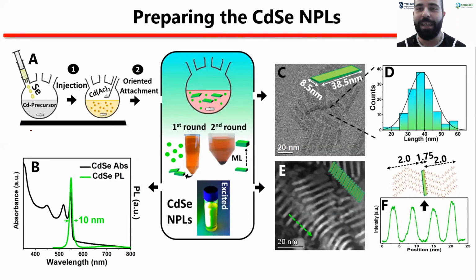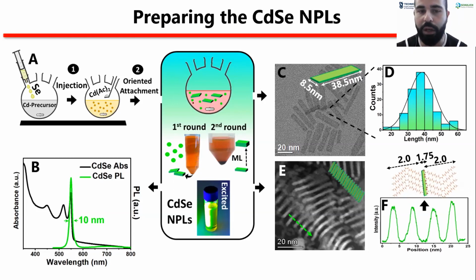Okay, so first, before preparing the core shell, we want to prepare the core. How do we prepare the core? We take the cadmium inside the solvent, we put ligands, and we heat it to 250, then we inject the selenium. When we inject the selenium, we saw before that we have a quantum dot, okay? After 1 minute, we add cadmium acetate, and when we add cadmium acetate, the quantum dots start to attach in a two-dimensional way. This process is called oriented attachment. Eventually, we have in the final solution quantum dots and nanoplatelets.